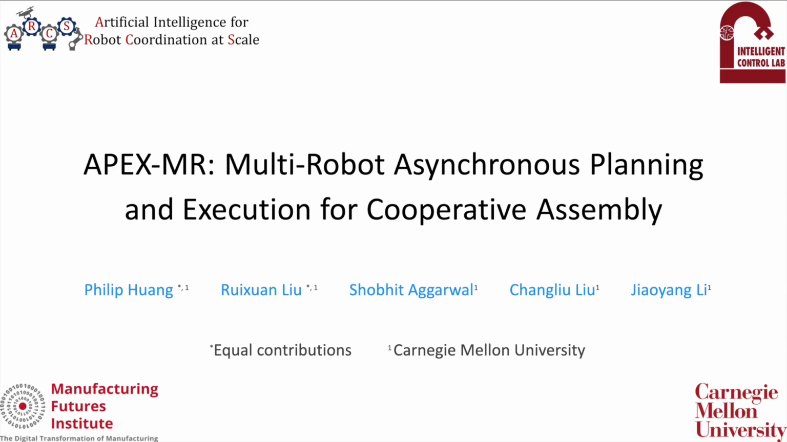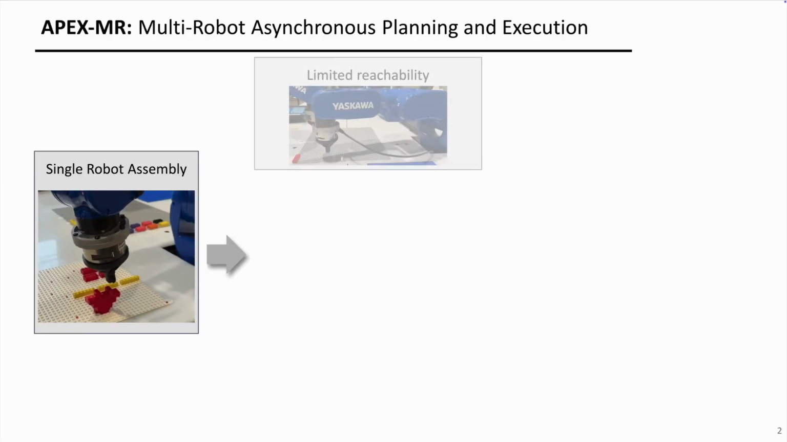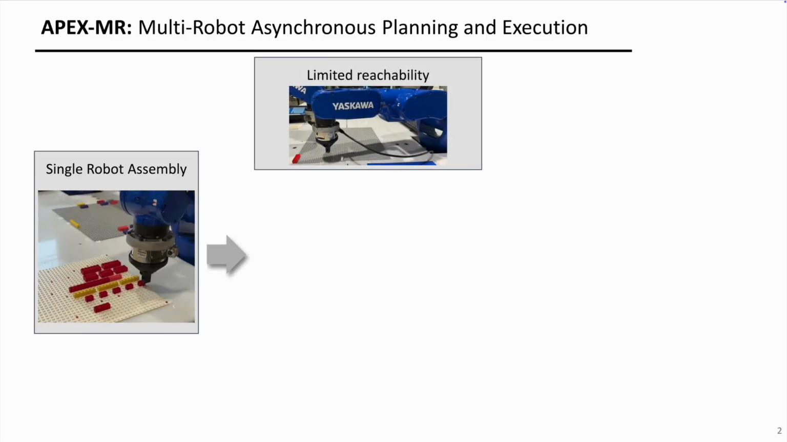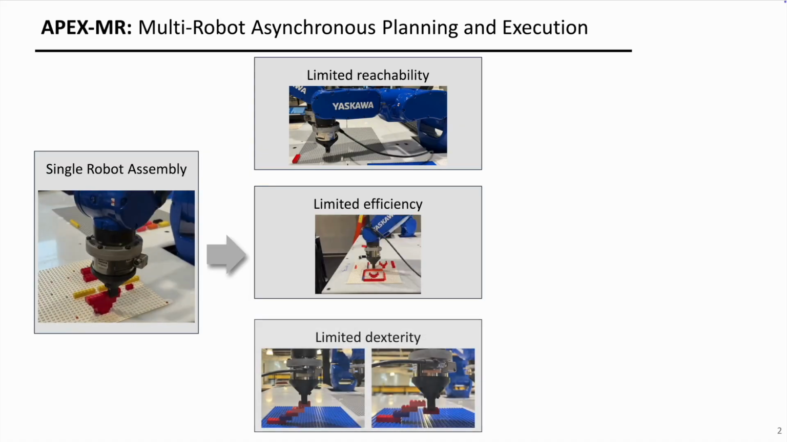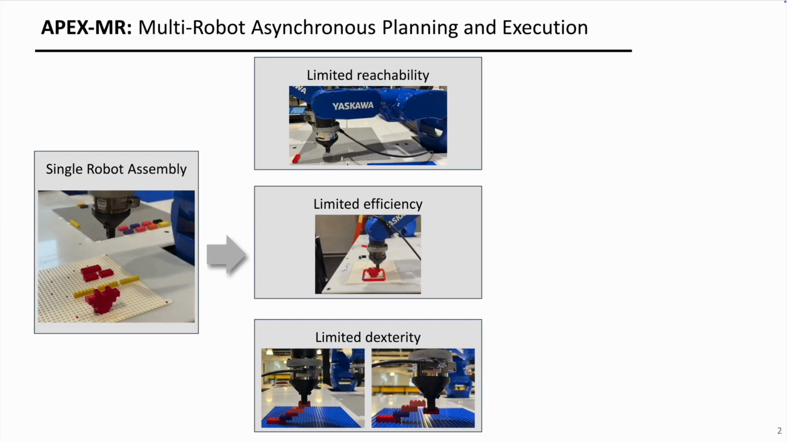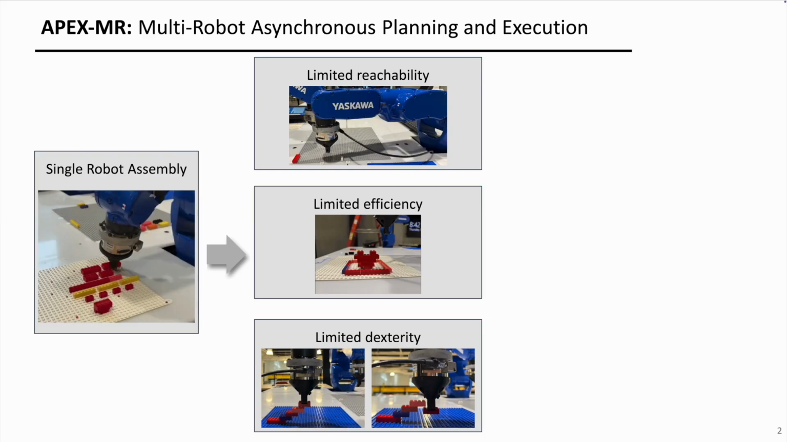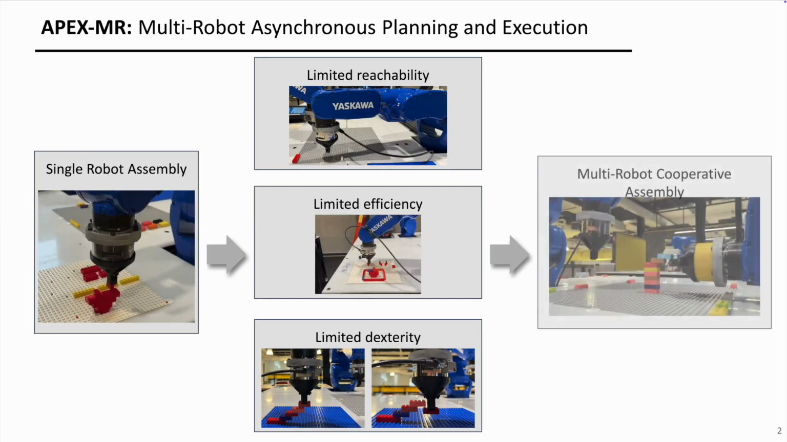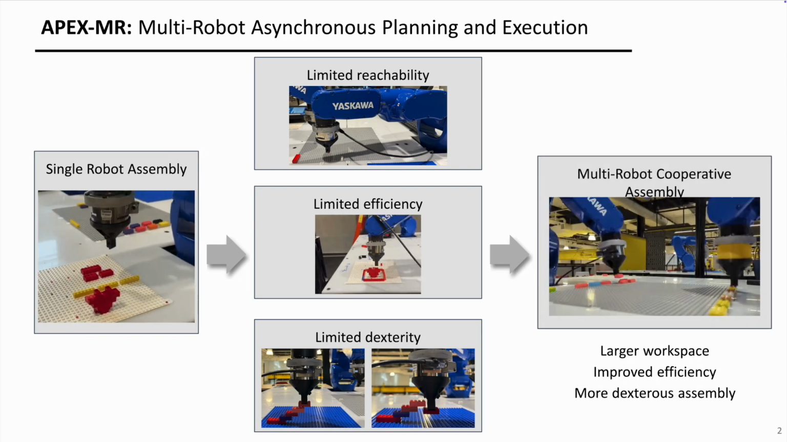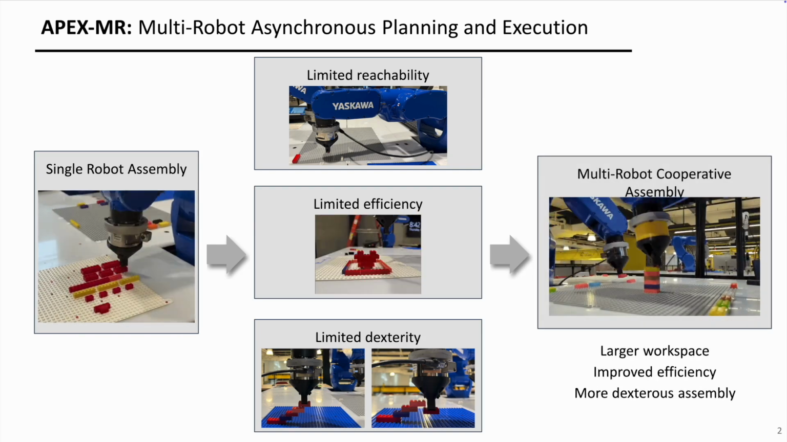Today, I'll be presenting our work on Apex MR, a framework for multi-robot asynchronous planning and execution tailored to cooperative assembly tasks. Let's begin by comparing a single and multi-robot assembly. There is a lot of existing work using a single robot to perform numerous tasks. Despite its capability, using a single robot is limited by its reach and efficiency. They also have limited dexterity, which makes them unsuitable for many types of assembly tasks. By contrast, multi-robot systems can cover larger workspace, improve assembly efficiency, and handle more complex tasks through cooperation.